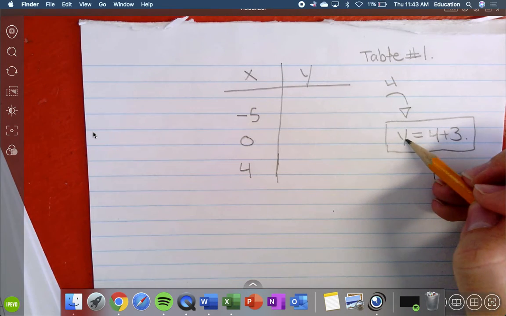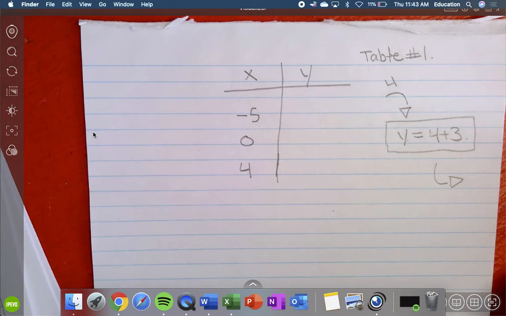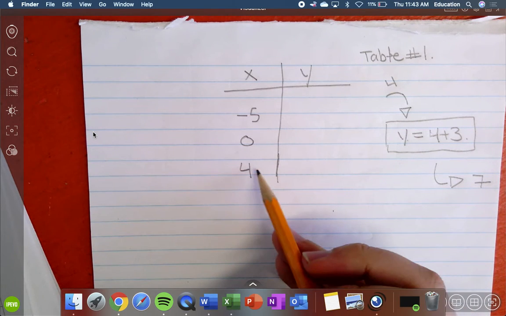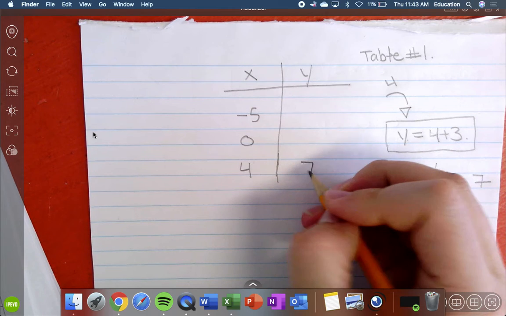So here I have y is equal to 4 plus 3. 4 plus 3 is 7. Okay? So this is what I put in. What came out from the machine is a 7.